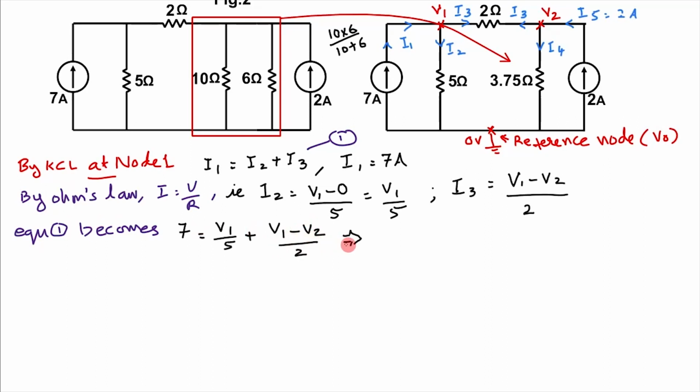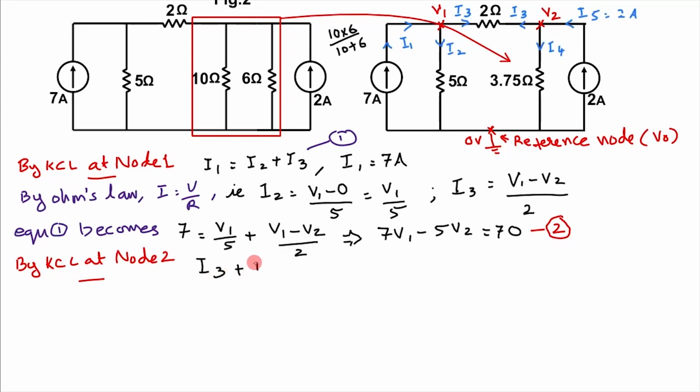Simplifying this equation, we get 7 V1 minus 5 V2 is equal to 70. Let it be equation 2. Then by KCL at node 2, these two currents are leaving, while I5 is arriving at that junction. So I3 plus I4 is equal to I5. Let it be equation 3. We know that I5 is equal to 2 ampere.